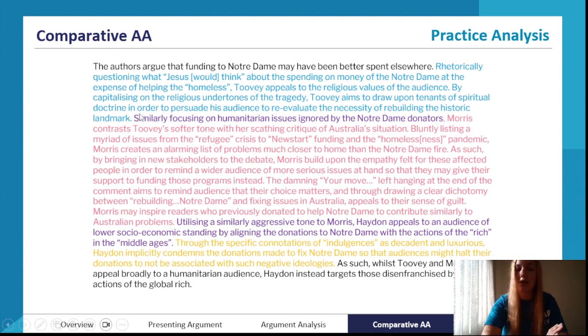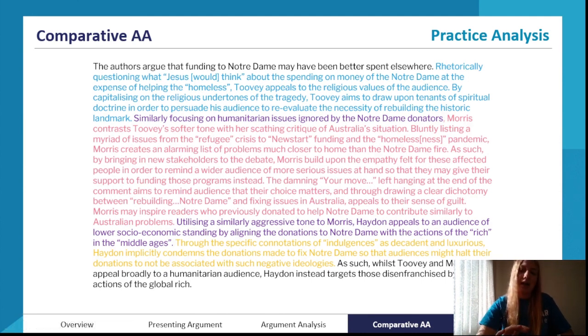So then we bring in that transition or link that is comparative in nature: similarly focusing on humanitarian issues ignored by the Notre Dame donators. So some similarity in argument, but also a difference as well. And difference, of course, if the similarity was based on argument, we're focusing on a difference in language. So we say that Morris contrasts to the softer tone with her scathing critique of Australia's situation. So she has a scathing tone. Then we discuss the evidence and analyze it for a while.